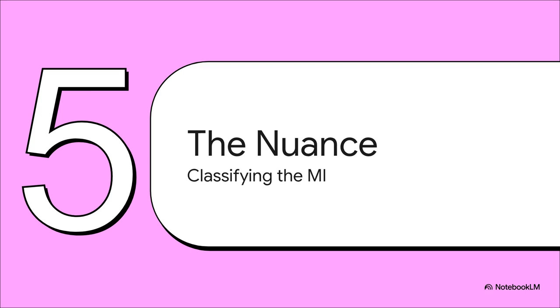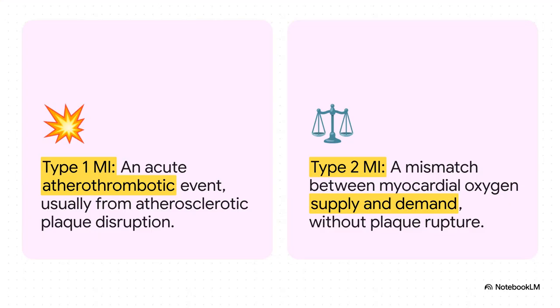Okay, you did it. You made the diagnosis. That's a huge step. But to be a really sharp clinician, you need to go one step further and ask, what type of MI is this? This is where the real nuance comes in. The simplest way to think about this is type 1 versus type 2.